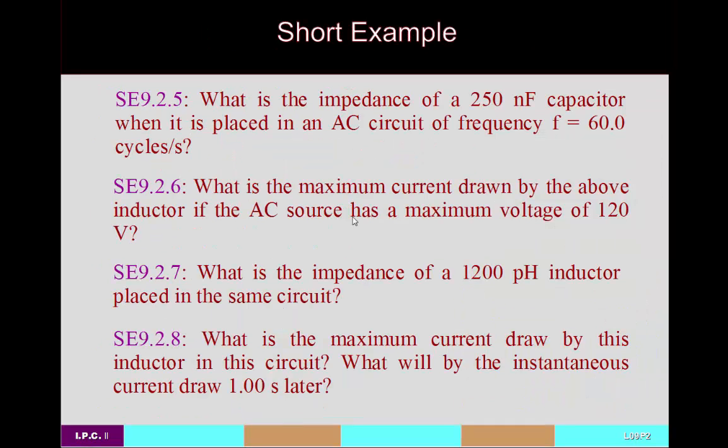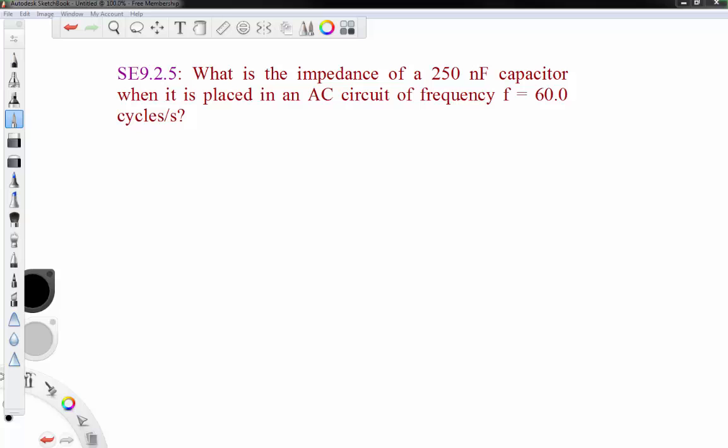Let us consider a few short examples now of what we've been discussing with capacitors and inductors placed into an AC circuit alone. The first question is, what is the impedance of a 250 nanofarad capacitor when it is placed in an AC circuit of frequency f equals 60 cycles per second? Now recall that omega is 2 pi times f.